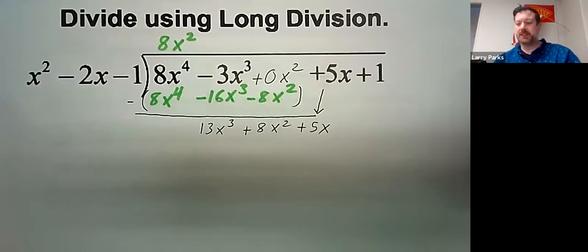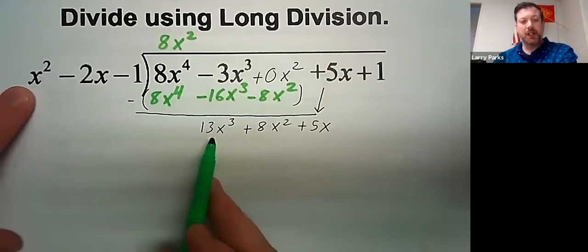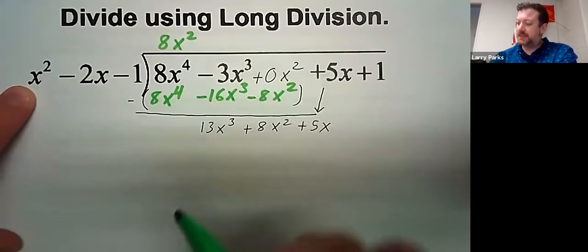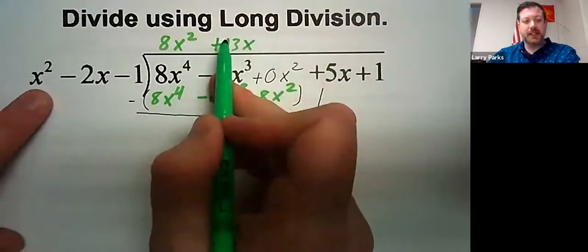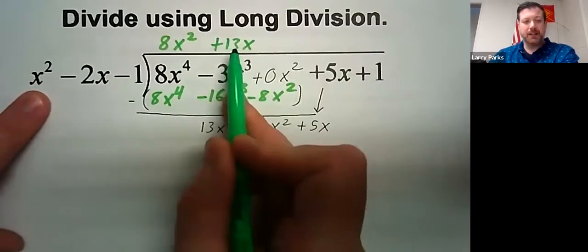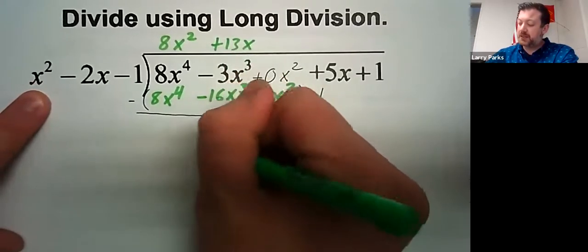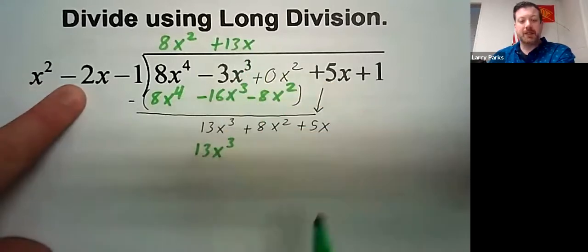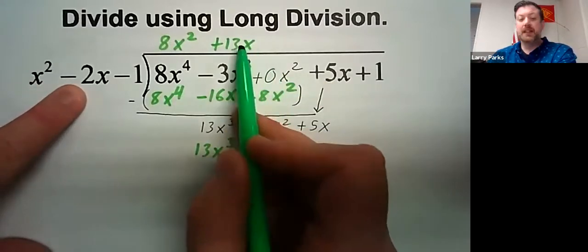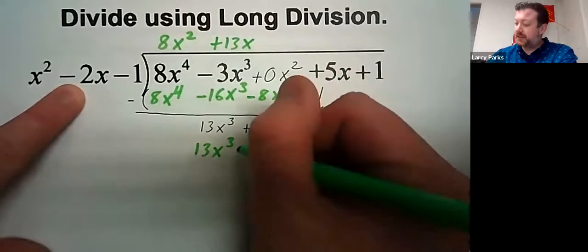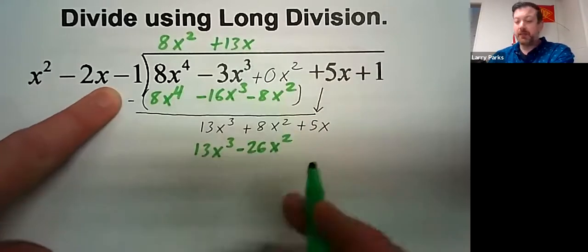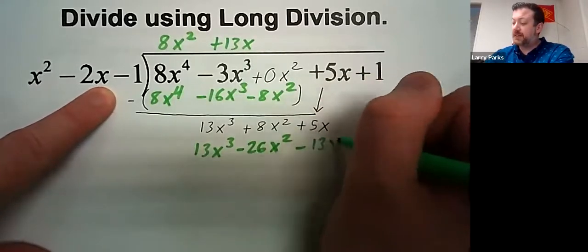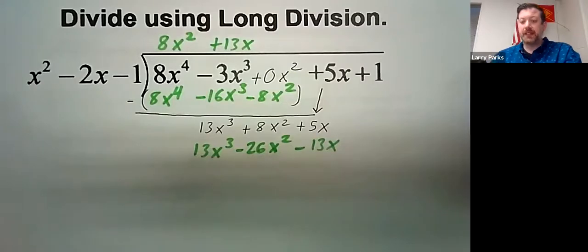And then I ask myself, x squared times what is 13x cubed? Well, that would be 13x. I then take 13x times all 3 terms and I put it here. 13x times x squared is 13x cubed. 13x times negative 2x is negative 26x squared. And 13x times negative 1 is negative 13x. I subtract that off.